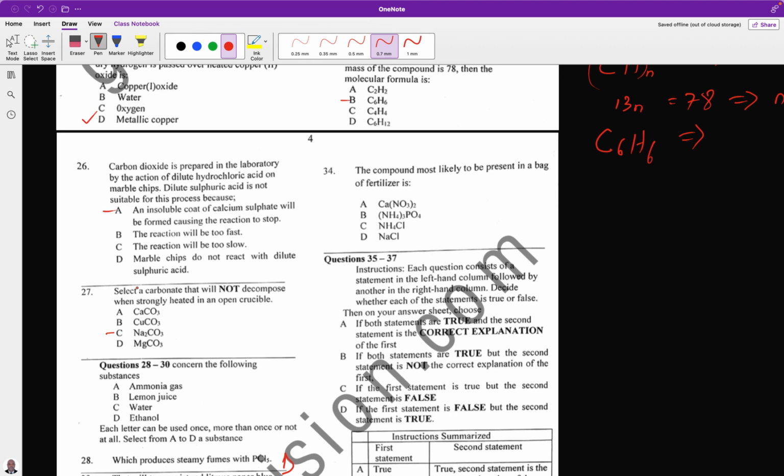Most of the fertilizers today are NPK fertilizers containing nitrogen, phosphorus, and potassium. But here we have only two major ones: ammonium, which is providing the nitrogen, and phosphate, which is also providing the phosphorus. So the compound most likely to be present in a bag of fertilizer is B. Our answer for 34 is B.